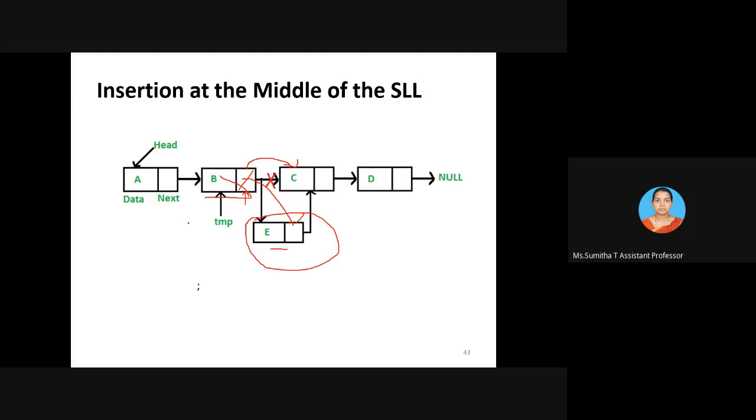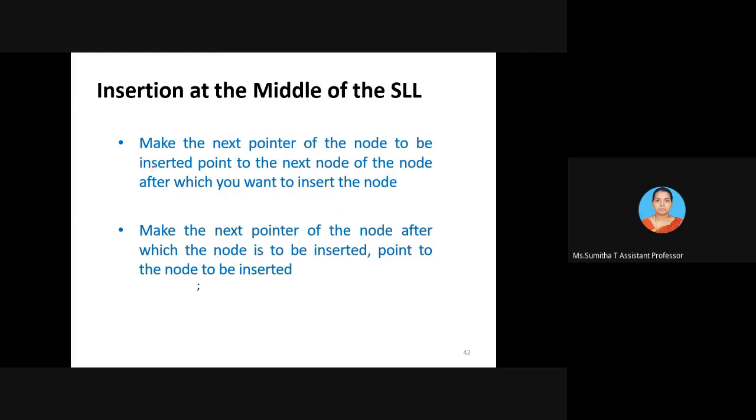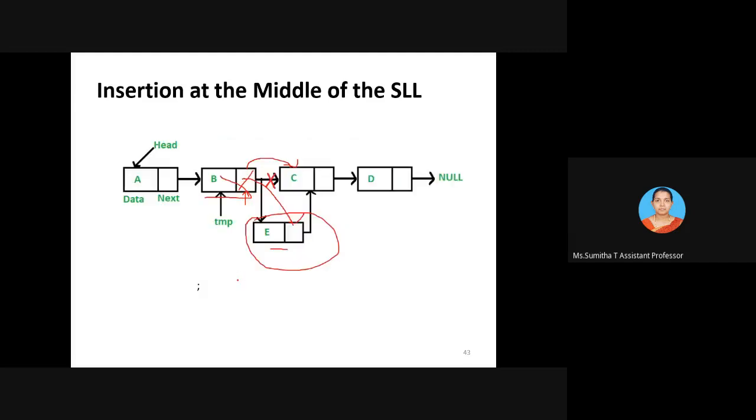This is the process. First step: make the next pointer of the node to be inserted point to the next node of the node after which you want to insert. Next, make the next pointer, meaning the pointer field, of the node after which the node is to be inserted point to the node to be inserted. This is the second step.